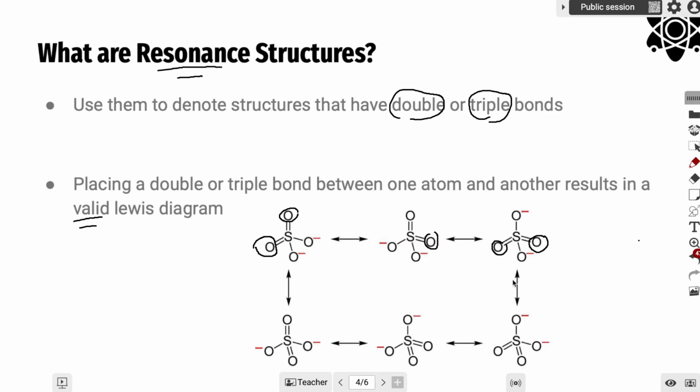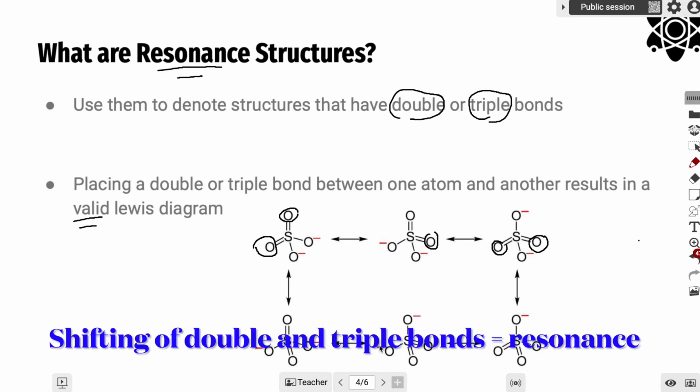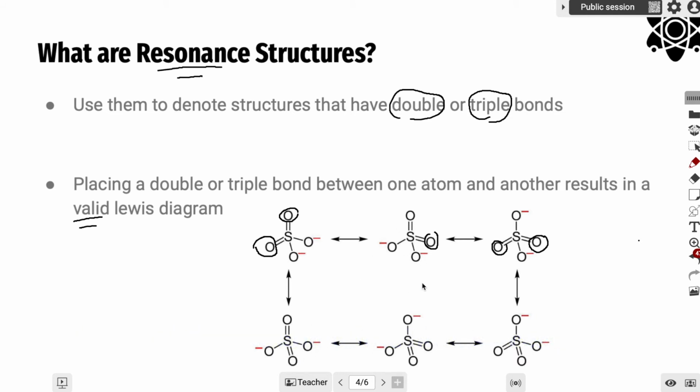So again, you can see that the double bonds are shifted around in the diagram. It's not just one valid spot that the double bond can be placed between the central atom and the oxygen atom. In fact, it can go around. It can be shifted to another oxygen atom. As you can see here, even this oxygen atom is double bonded. And then we can have a double bond between this oxygen. All the oxygens in this diagram are double bonded, but in different spots in different places. So that is the general idea of resonance structures.